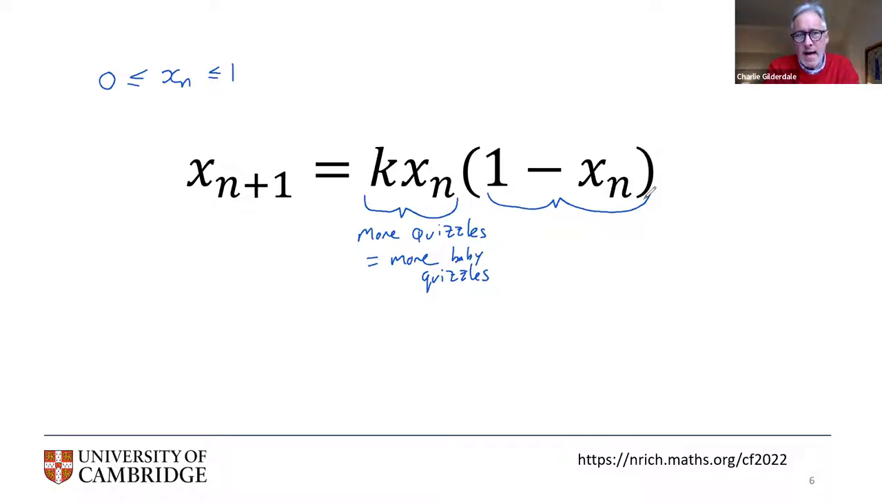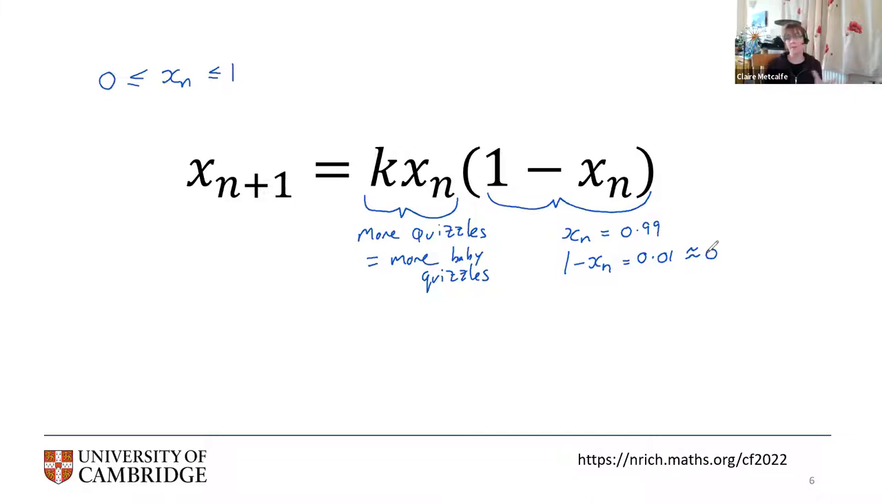So if xn is close to 1, 1 minus xn will have a dampening effect. It'll be close to 0, and that's presumably because when you get close to your maximum possible population, you are struggling to feed everybody, you're struggling with resources, there may be lots of fighting going on. The predators might find it much easier to gobble you up. We might get more predators. If we have lots of quizzles, the population of predators might go up.